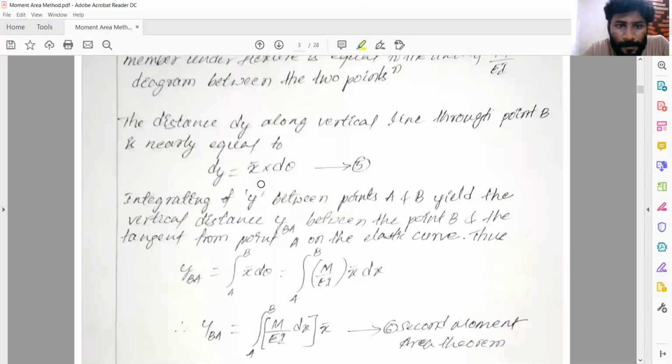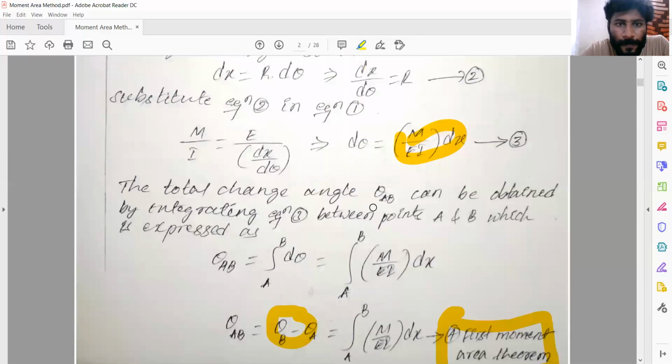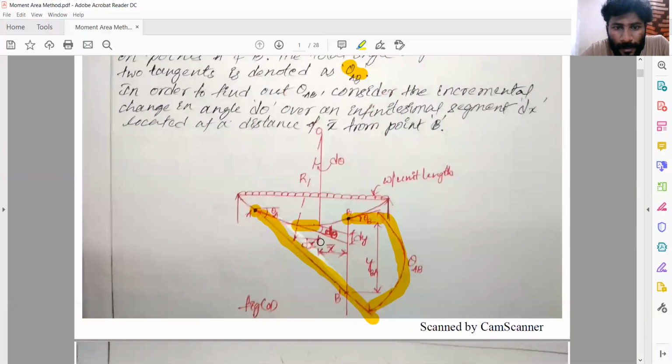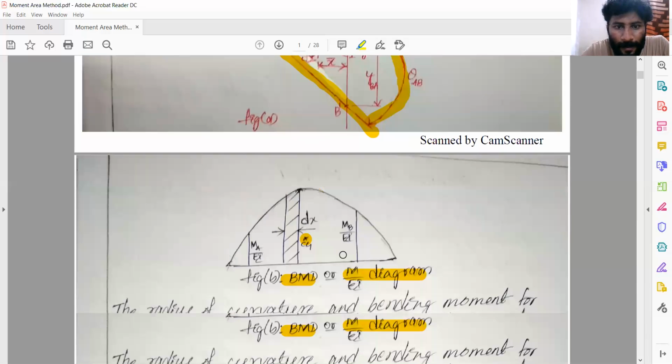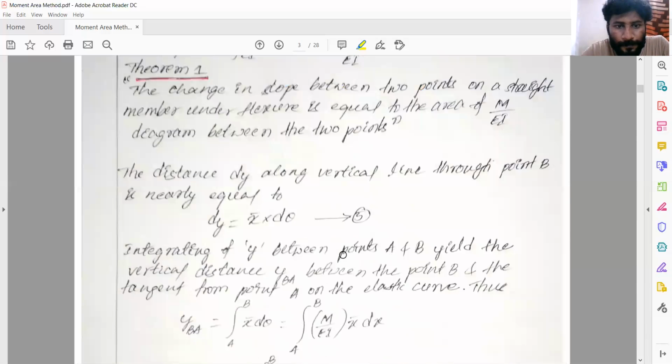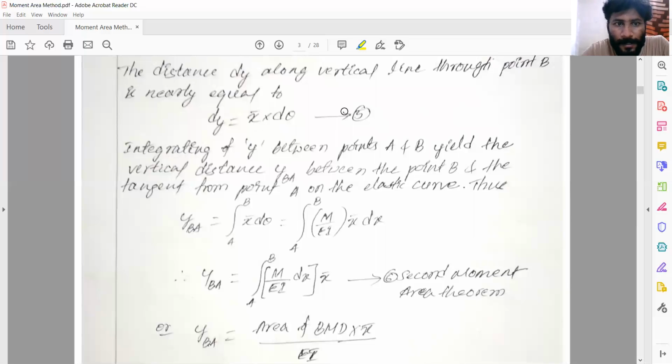So dy is equal to x bar into d theta. We have a triangle here. Here you can see that d theta is the angle, and this is x bar. X bar is the distance between the strip and point B. Using these parameters, we can arrive at this equation: dy is equal to x bar into d theta. Integrating dy between points A and B yields the vertical distance yba between the point B and the tangent from A on the elastic curve.